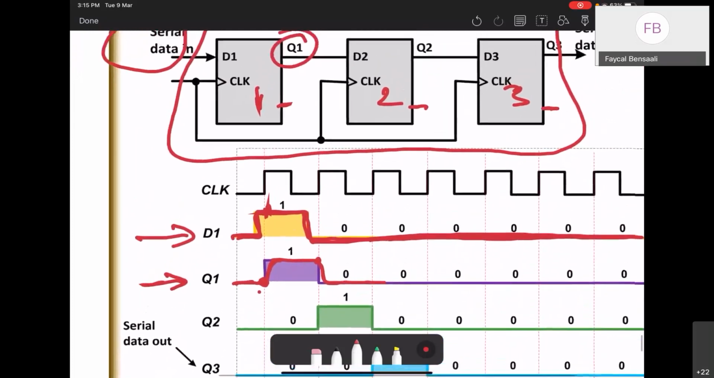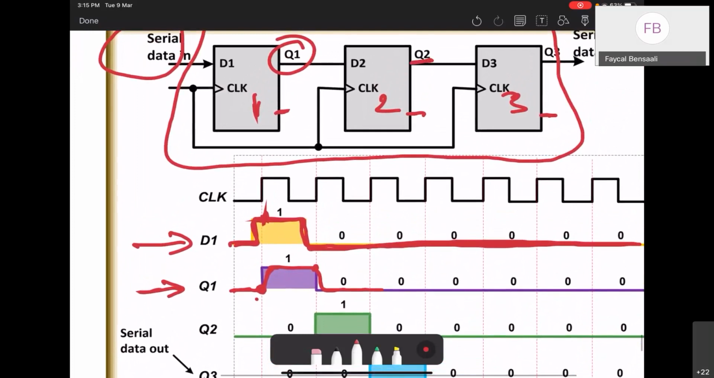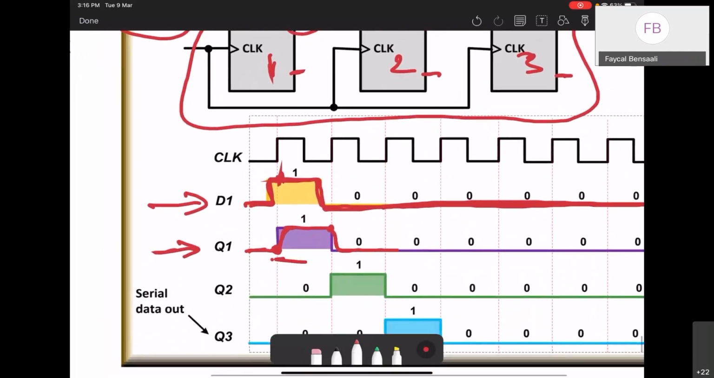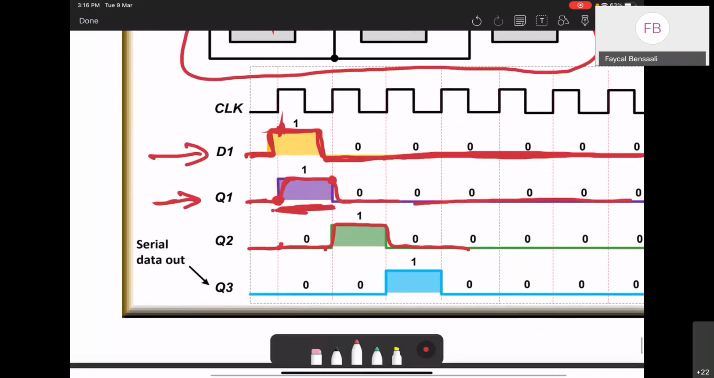Now, if I go to the next flip-flop, Q2, the D2 for the second flip-flop is the Q1. So it's connected to Q1, and this is Q1. So Q1 here, at this time, it was 0. So it stays 0. And then at this time, it's 1. So it goes to 1, and then it's 0, and then it stays 0 because here it's 0.